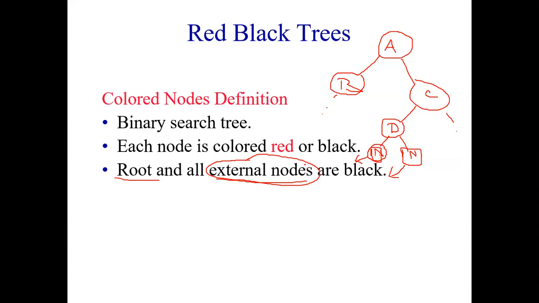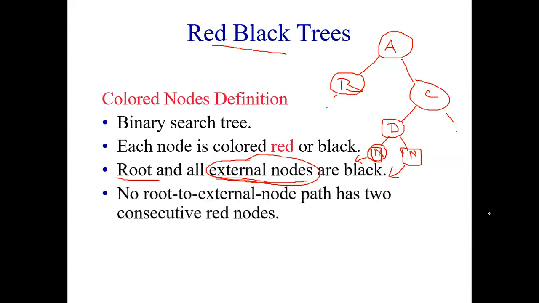You should remember that generally, when you talk about any trees, external nodes refer to leaf nodes. But in red black trees, when you say external nodes, it actually refers to the left and the right null pointers of the leaf nodes. And we assume that these are black in color.